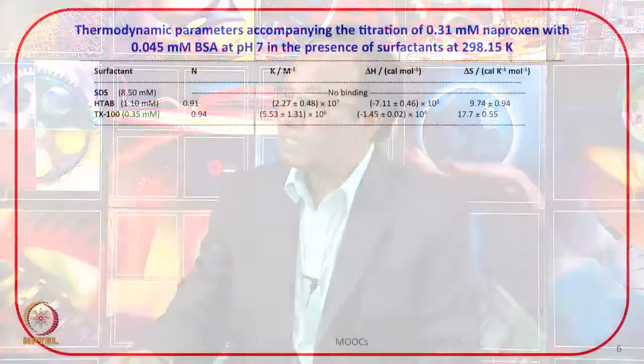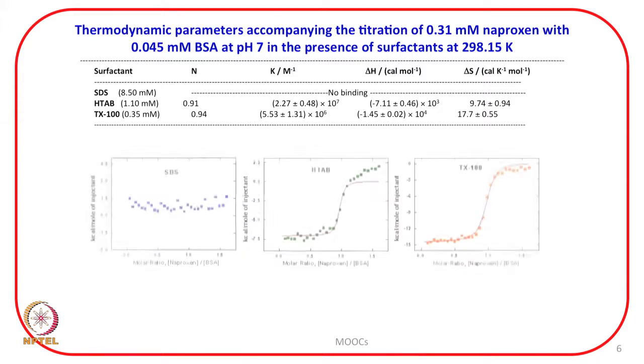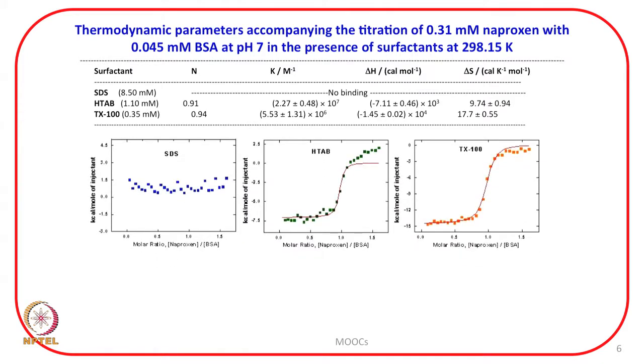Let us first take a look at this table. The table gives the thermodynamic parameters associated with the binding of naproxen with serum albumin in presence of surfactants. CTAB is a cationic surfactant, SDS, sodium dodecyl sulfate, is an anionic surfactant, and TX100, Triton X100, is a neutral, non-ionic surfactant.